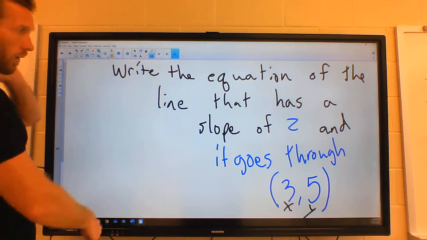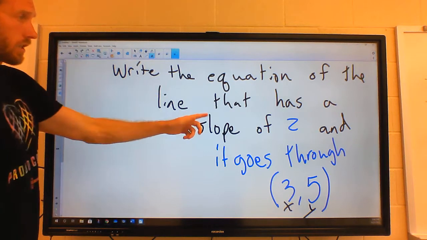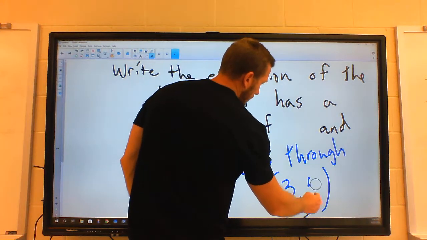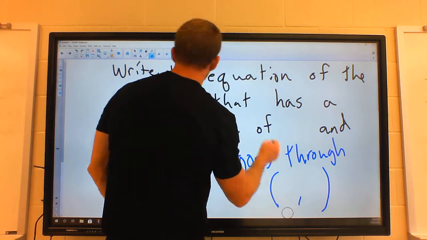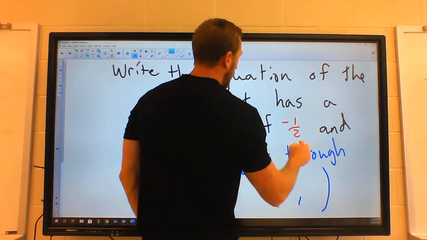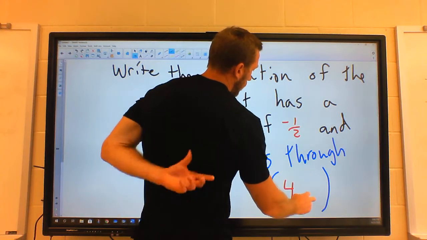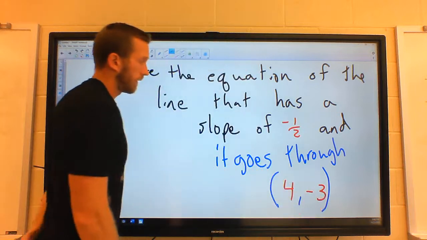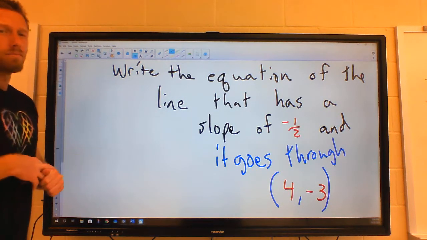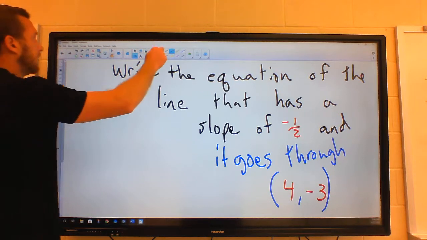Let's try it again. Write the equation of the line that has a slope of 2. So we'll do a new problem now. It goes through the point, let's say, the slope of -1/2 and goes through the point 4, -3. Okay? Press pause, work that out, and now you should be back.